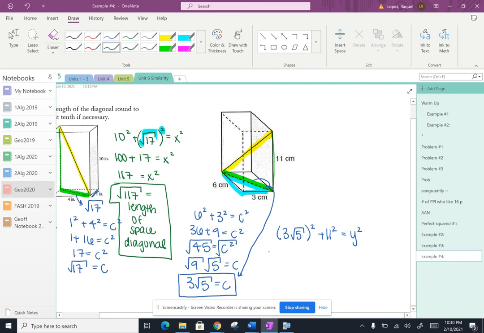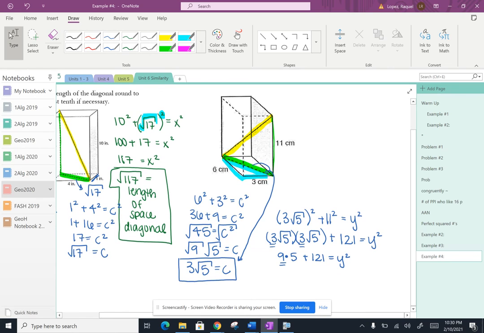Now, when we're squaring something, we're taking that thing and multiplying it by itself twice. And I already know that 11 squared is 121, so I'm just going to simplify that. All right, so I've expanded the 3 root 5. And so now to deal with this, I multiply everything on the outside. So that turns to 9, because 3 times 3 is 9. And then root 5 times root 5, well, that becomes root 25. But I know that the square root of 25 is just 5. So this becomes 9 times 5 plus 121 equals y squared.